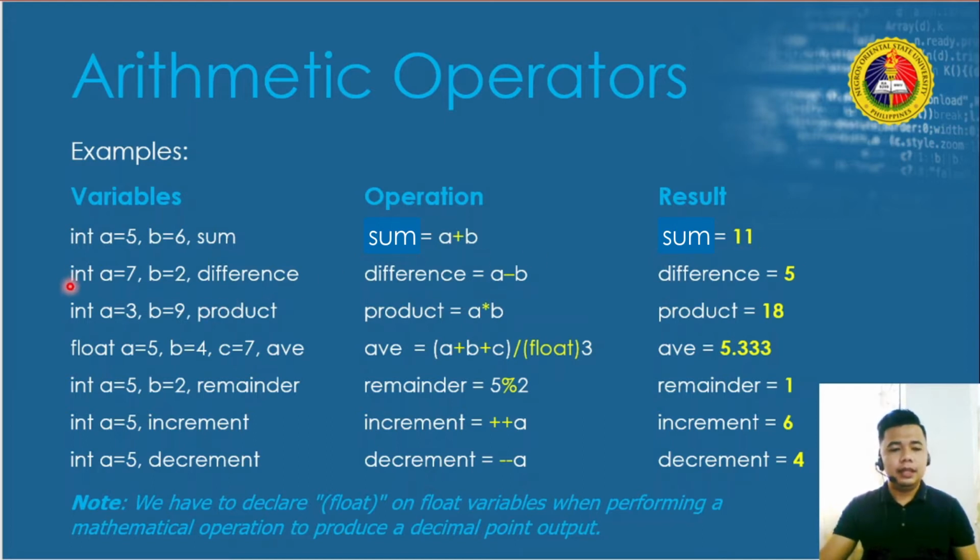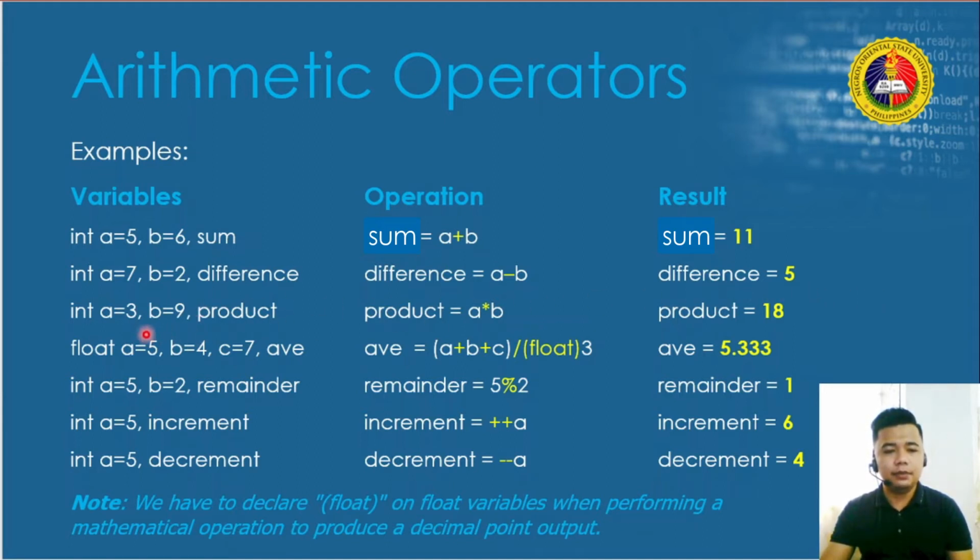Another example: integer a is equal to 7, and then b is equal to 2, and then difference. We have three variables again, and our goal here is to subtract. So the operation must be difference equals a minus b. Of course, the result should be difference is equal to 5, because 7 minus 2 is 5.